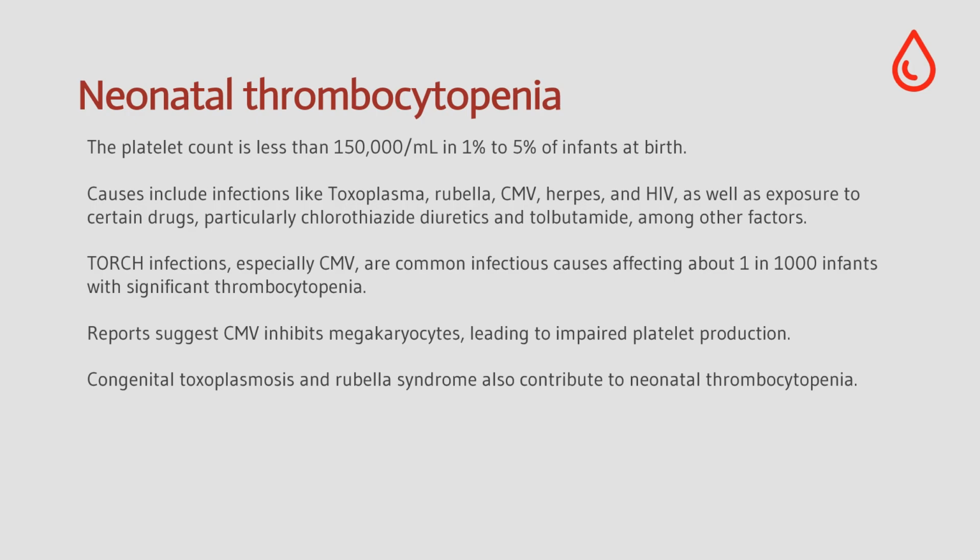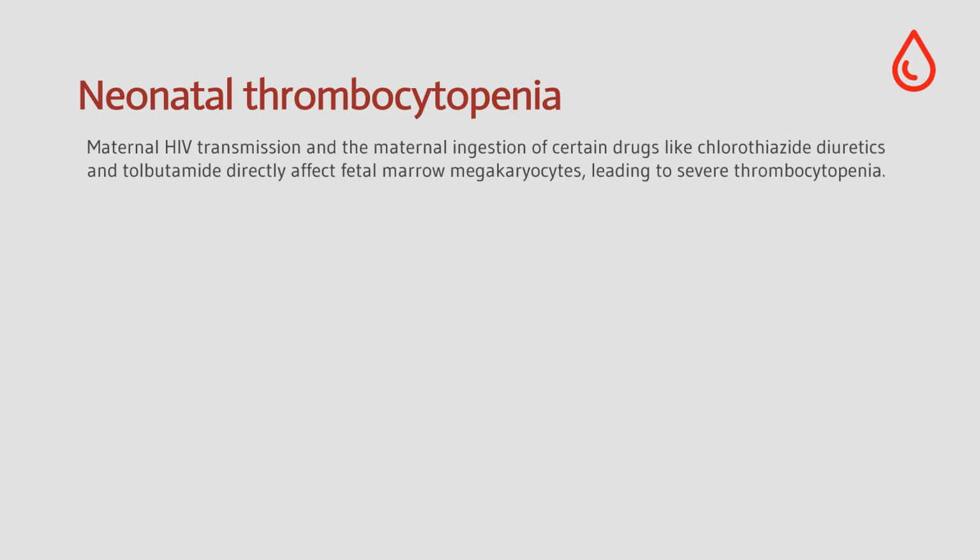Congenital toxoplasmosis and rubella syndrome also contribute to neonatal thrombocytopenia. Maternal HIV transmission and the maternal ingestion of certain drugs like chlorothiazide diuretics and tolbutamide directly affect fetal marrow megakaryocytes, leading to severe thrombocytopenia. Fortunately, recovery usually occurs within a few weeks after birth.